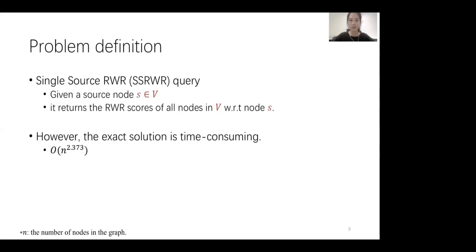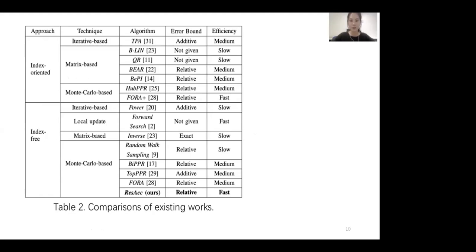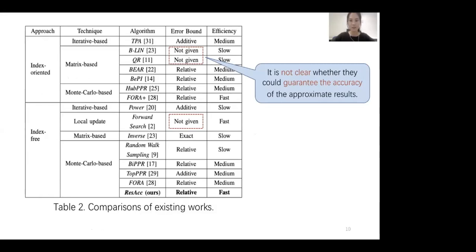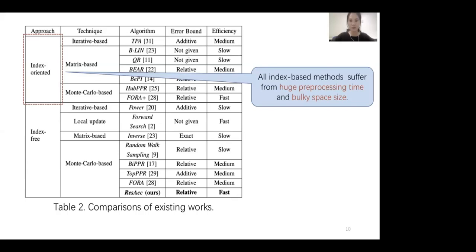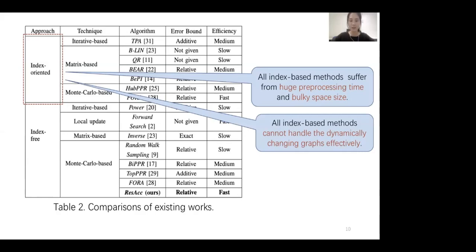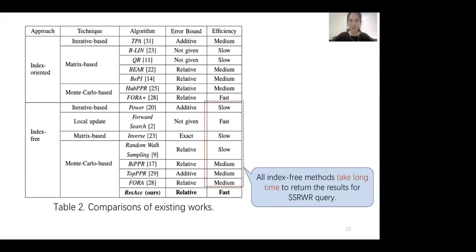It takes O(n^2.373), where n is the number of nodes in the graph. So there are many approximate methods proposed to answer the single source query. However, for some work, it's unclear whether they could guarantee the accuracy of the approximate results. And some work are index oriented. All of them suffer from huge pre-processing time and bulky space size. Moreover, they cannot effectively handle the dynamic graphs. Finally, all the existing index-free methods take a long time to return results.